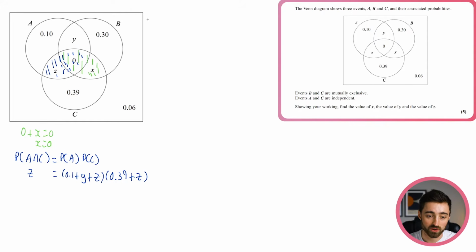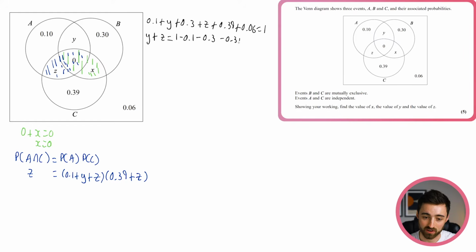So if I was to do 0.1 plus y plus 0.3, plus z plus 0.39 plus 0.06, there's a lot to deal with right now, all of that's 1. Okay, so let's sort all these numbers out. So I'm going to get y plus z equals, and take all them numbers over to the other side. So it's 1 minus 0.1 minus 0.3 minus 0.39 minus 0.06.